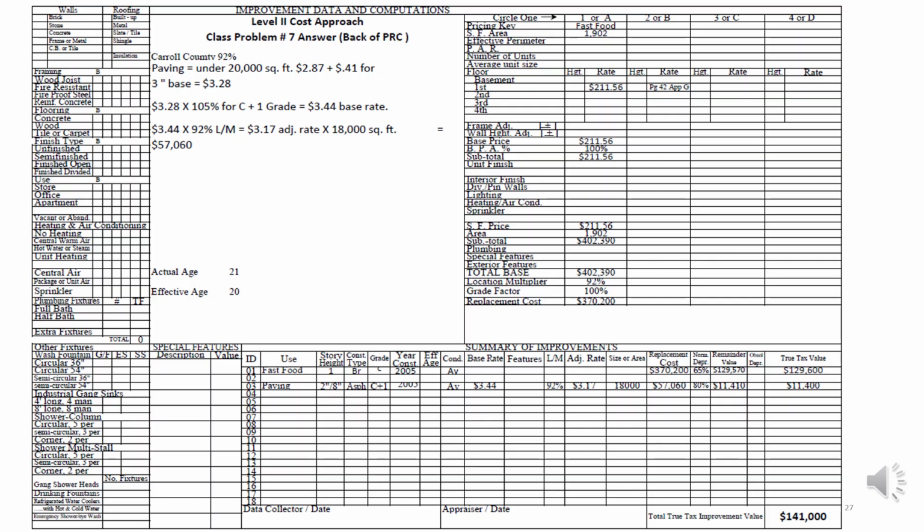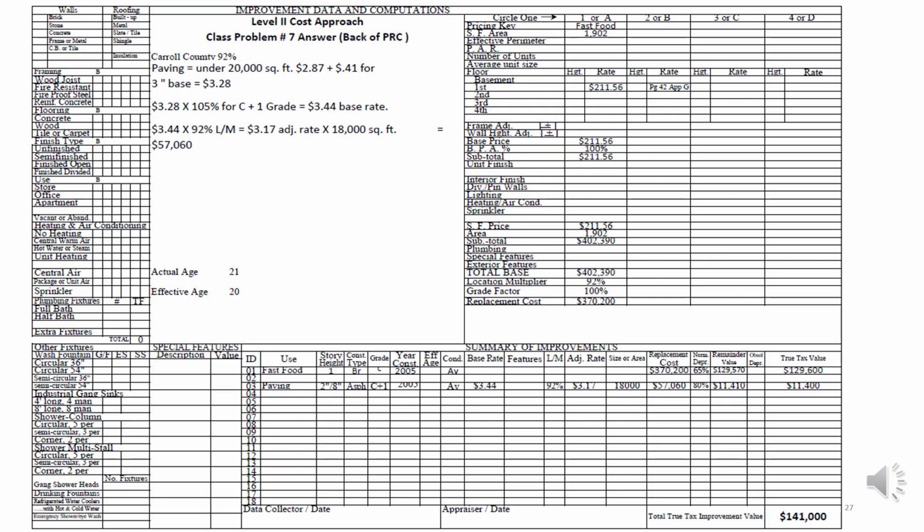Now we need to take the depreciation out of our replacement cost. So either take your replacement cost times your depreciation percent to get your depreciated dollars, and then subtract that out of your replacement cost. Or take your 100% replacement cost new, subtract out the 65% depreciation, and that's going to give you a remaining percent. And then you're going to take that times your replacement cost to get your remainder value. Either way, you're going to get a remainder value of $129,570. There isn't any obsolescence depreciation, so to get our true tax value, we're going to round that to the nearest 100, and we're going to get $129,600.